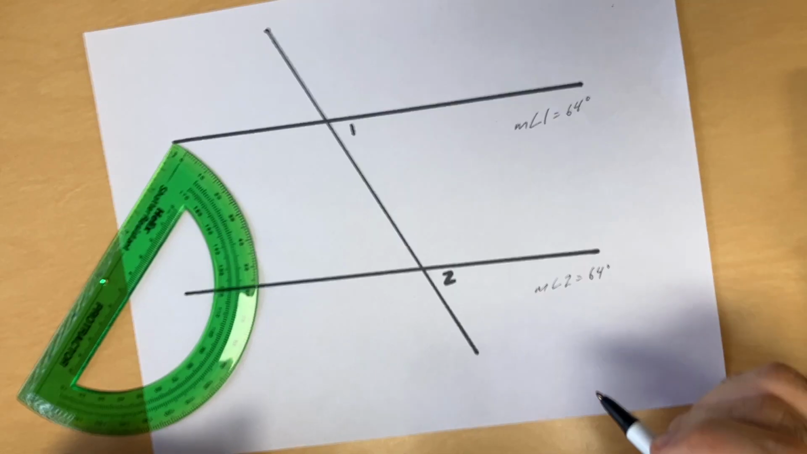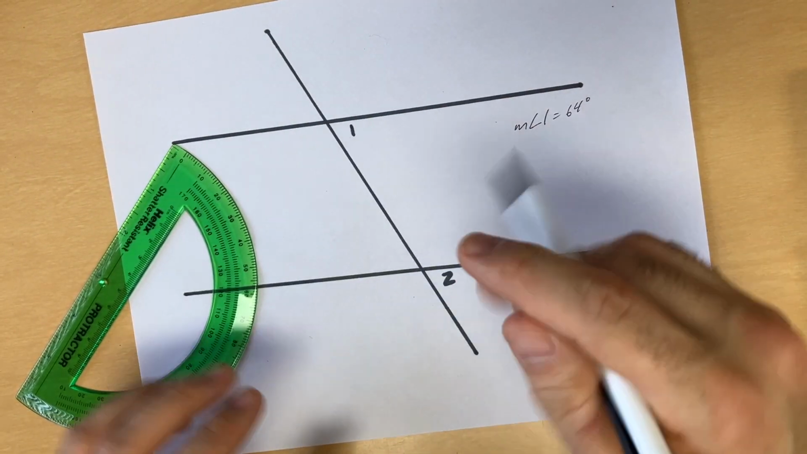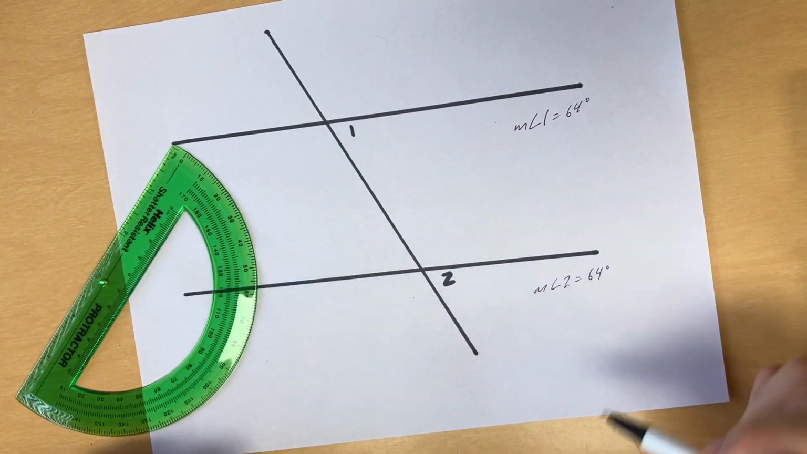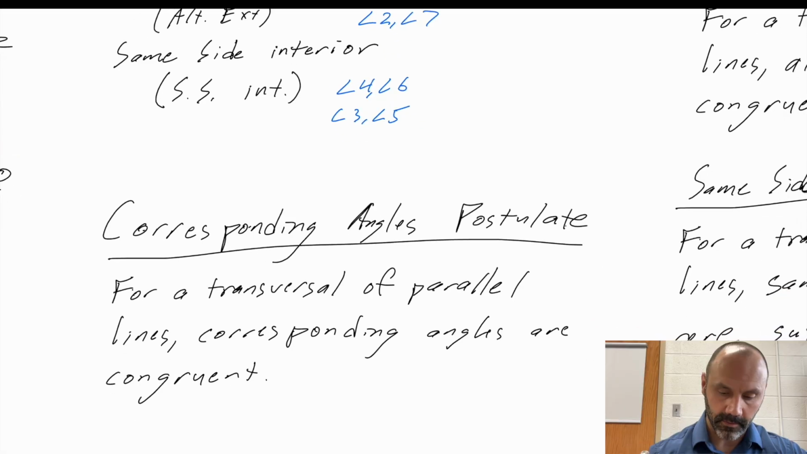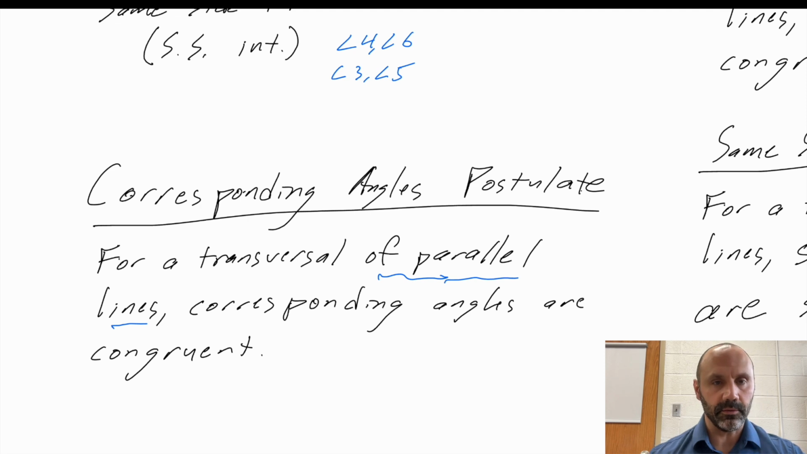Angle 1 and angle 2, what's the relationship between them? They are corresponding angles. And so it looks like when we have a transversal and parallel lines, corresponding angles are congruent. Okay, and that leads us to the corresponding angles postulate, which says that when we have a transversal of parallel lines, that's important, right? Not all the time, then the corresponding angles are congruent. Great.